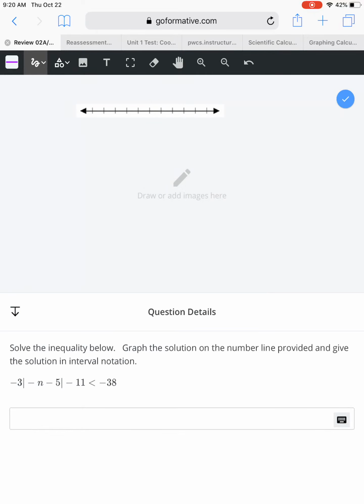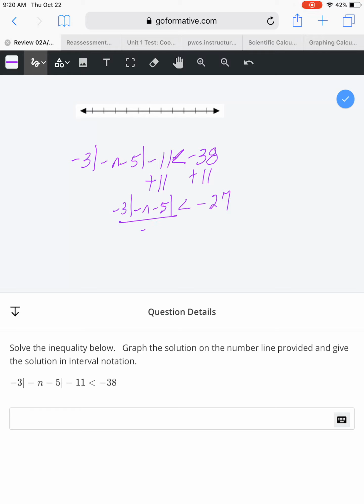Okay, and this one: -3 times the absolute value of -n minus 5, minus 11 is less than -38. I add 11: -3 times the absolute value of -n minus 5 is going to be less than -27. I divide each side by -3. I remember that I have to switch my inequality symbol. So this is going to be the absolute value of -n minus 5 is greater than 9.